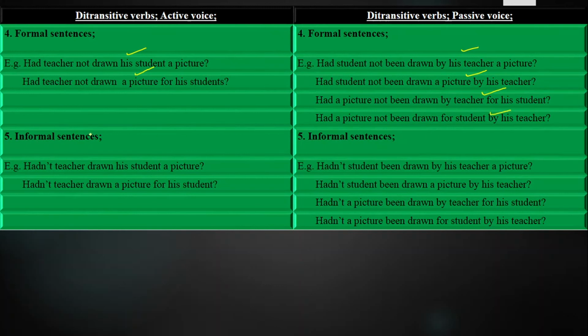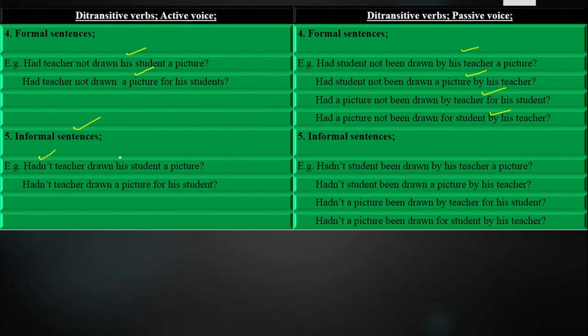Next, we have got the informal sentences. Their complete name is negative interrogative informal sentences. Those sentences in which we ask questions, deny the statement, and we ask them in an informal way are called informal sentences. Had not, the short form is hadn't.